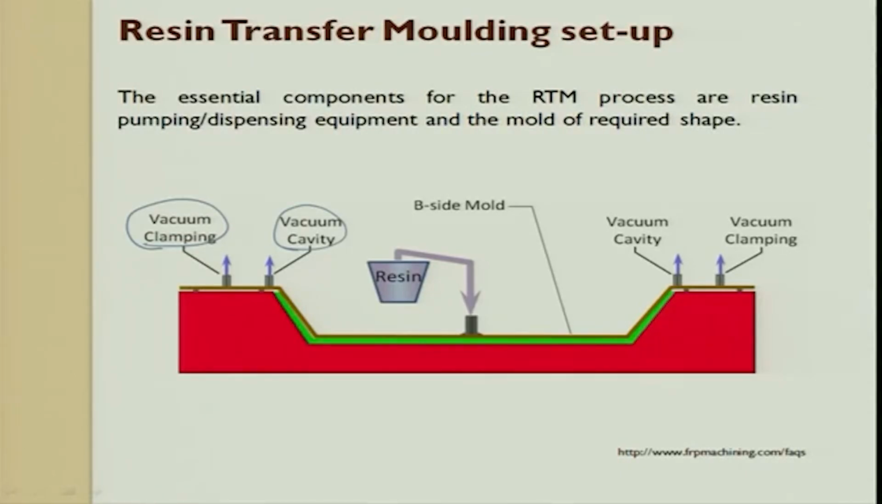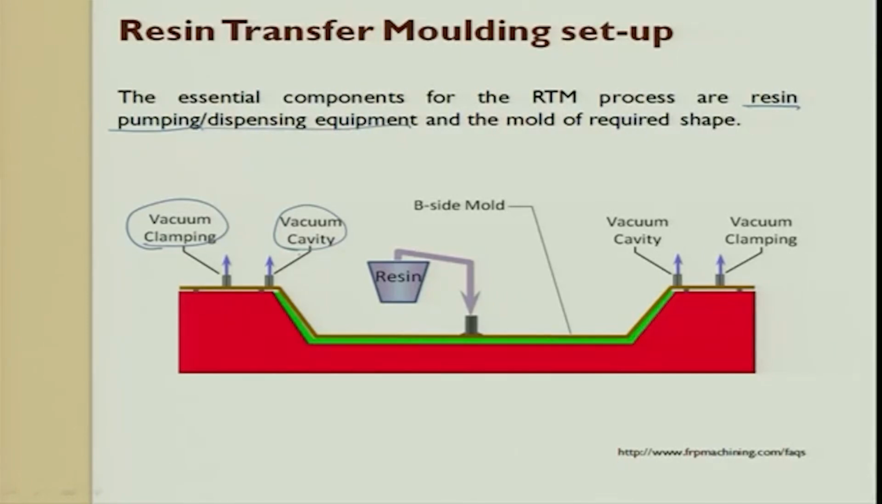Okay. The brown one on the top is the top die, and inside the die you will give provision for all these things. So, the essential components of RTM are resin pumping, the resin can be poured or it can be pumped, then dispersing equipment, and then you will have the mold vacuum. Is it clear?